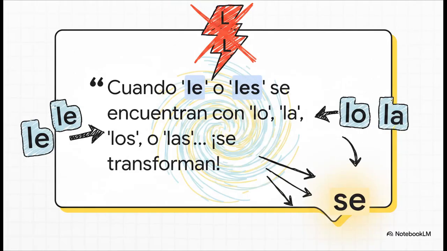And now, for the magic trick. See, Spanish has this one simple, non-negotiable rule. You can't have two pronouns back-to-back that both start with the letter L. It's just not allowed.